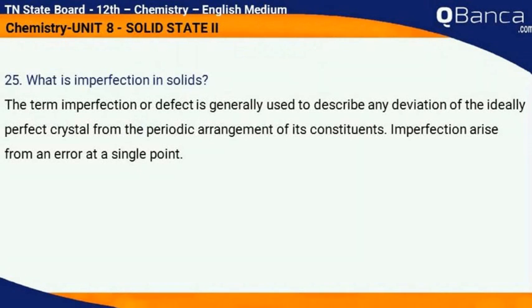What is imperfection in solids? The term imperfection or defect is generally used to describe any deviation of the ideally perfect crystal from the periodic arrangement of its constituents. Imperfection arises from an error at a single point.